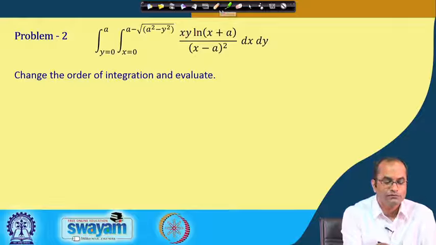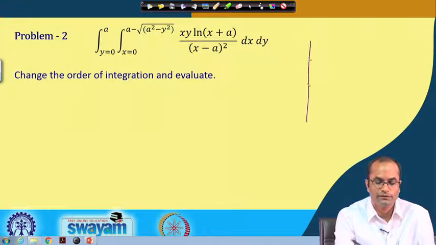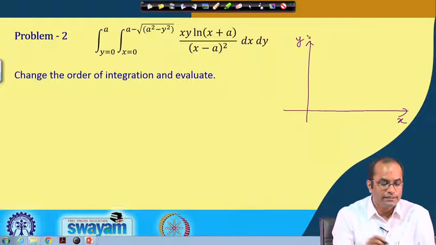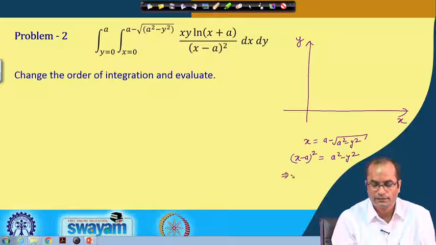So, for changing the order we now have to draw the domain of this integration. We have the x axis, we have the y axis, and x goes from 0 to this point. So, what is this? x is equal to a minus square root of a square minus y square. So, if we bring this x minus a and take the whole square, then this will be a square minus y square, and this implies x minus a whole square plus y square is equal to a square. So, this is the circle which we can draw now first.